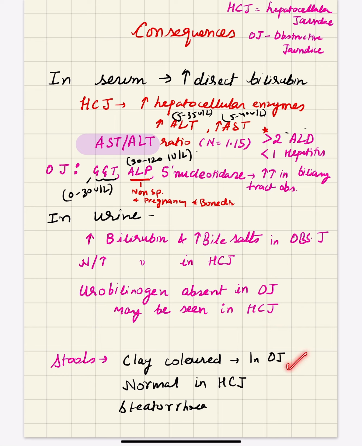I told you that clay colored stools are seen in obstructive jaundice, which can come in a problem based question, and the color will be normal in hepatocellular jaundice or it can be a little darker. Then there is fat malabsorption, so steatorrhea will be seen in the stools.